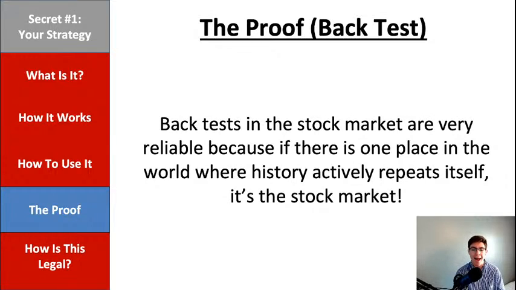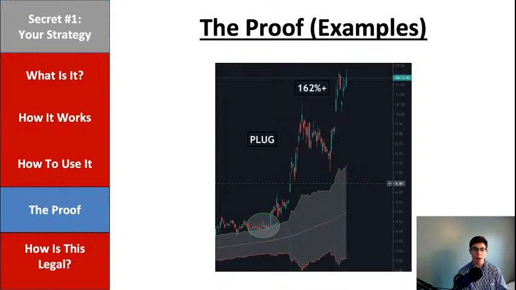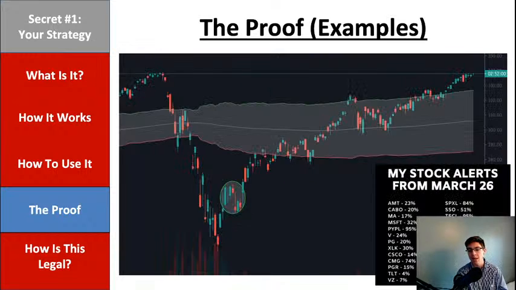So here is the backtest, because if there's one place in the world where history always repeats itself, it's the stock market. As you can see here, this is a test of the S&P 500 over the past 11 years, just because that's what I could fit on the chart here. We had a 350% return, so that's about a 30% return on average every year. Again, Plug up 162, Workhorse up to 60, and all these stocks here up more, and being able to catch the dip buy right here. And I'll explain that more in a second.